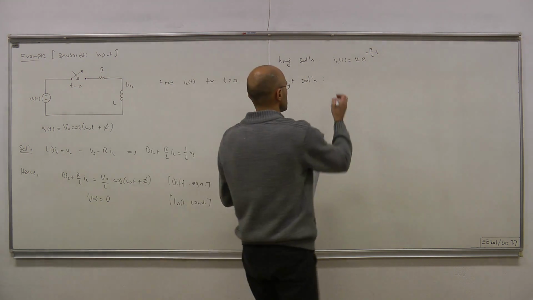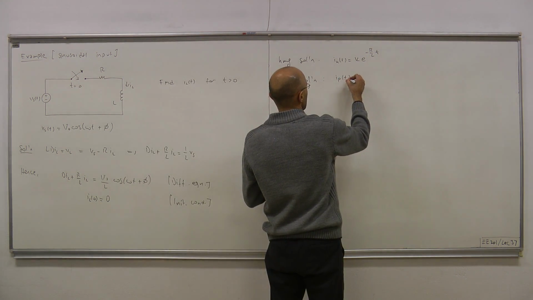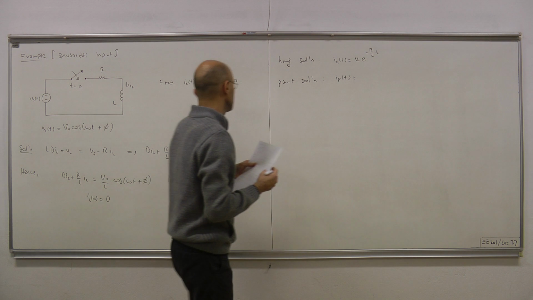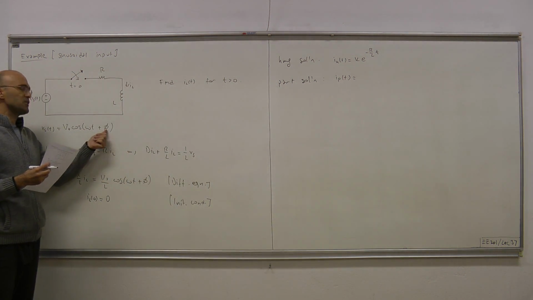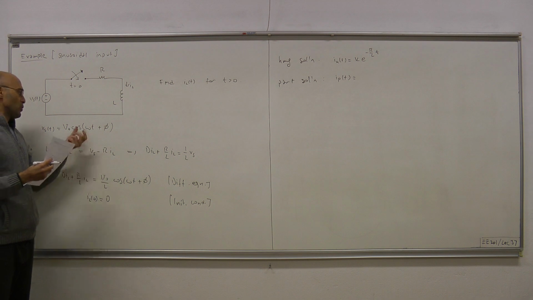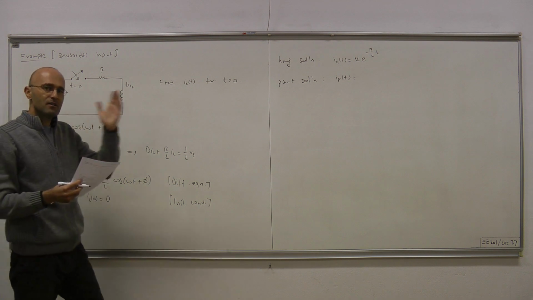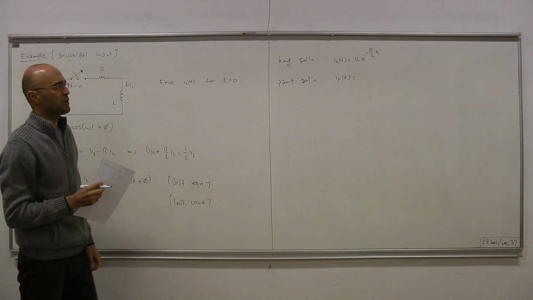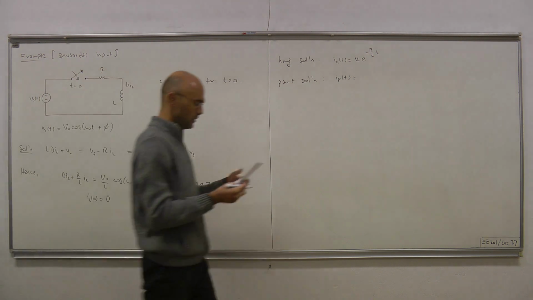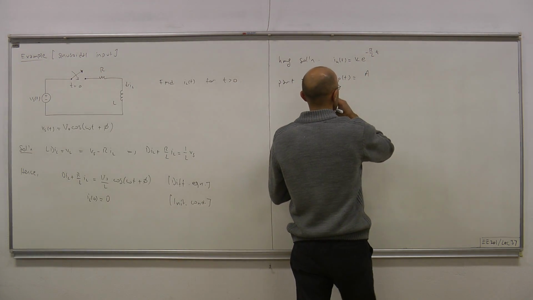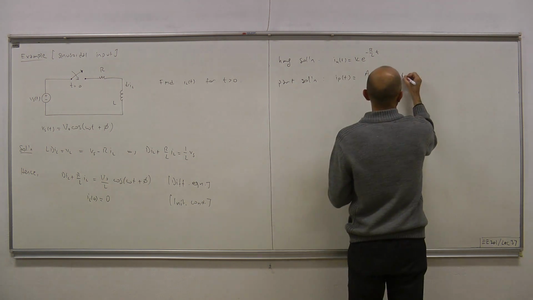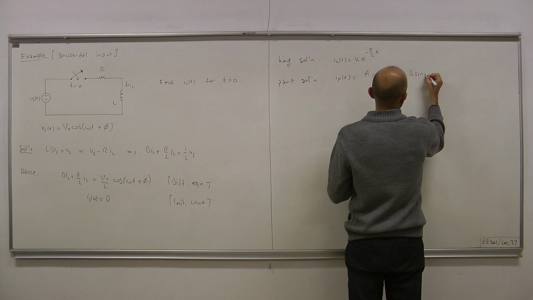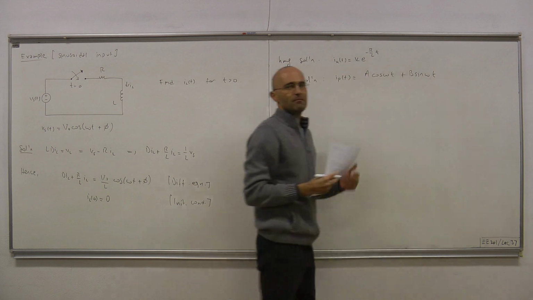Therefore, the particular solution must be some magnitude cosine(omega t plus some phase). A cosine with phase can be written as the sum of a phaseless cosine and a phaseless sine. So let's do that. Ip(t), the particular solution, must have the following structure: A cosine omega t plus B sine omega t.